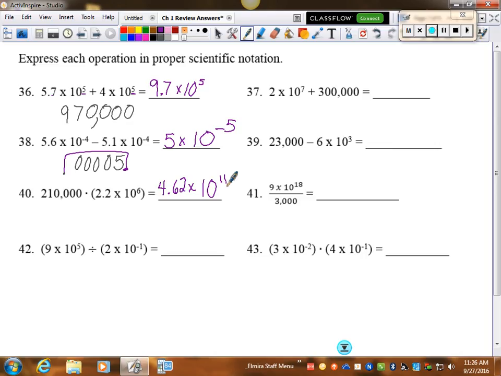Okay, number 42, we could apply our shortcut for division if we want, which is 9 divided by 2 is 4.5. It's division, so we'll subtract our exponents. 5, take away a negative 1 would be the same thing as plus 1, so that would be 6. But if you type this into your calculator, you will get 4,500,000. And then you put a decimal after the 4 and get 4.5 times 10 to the 6th power.